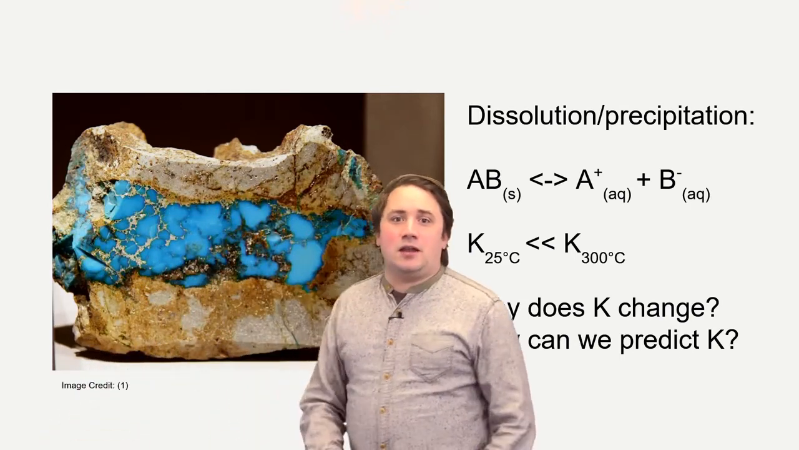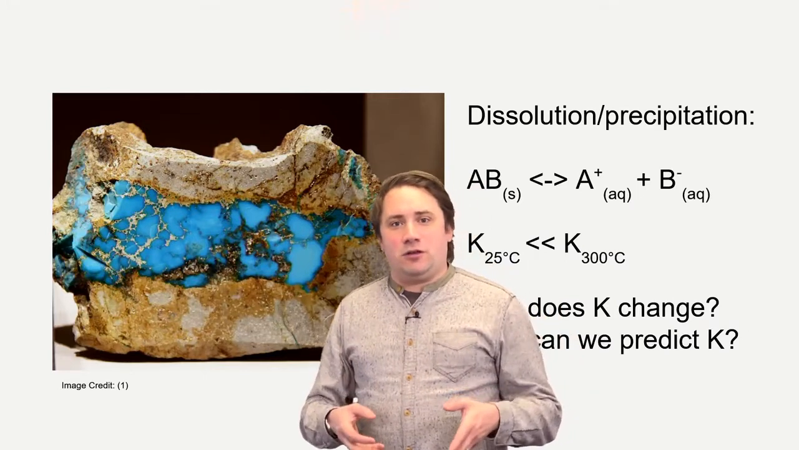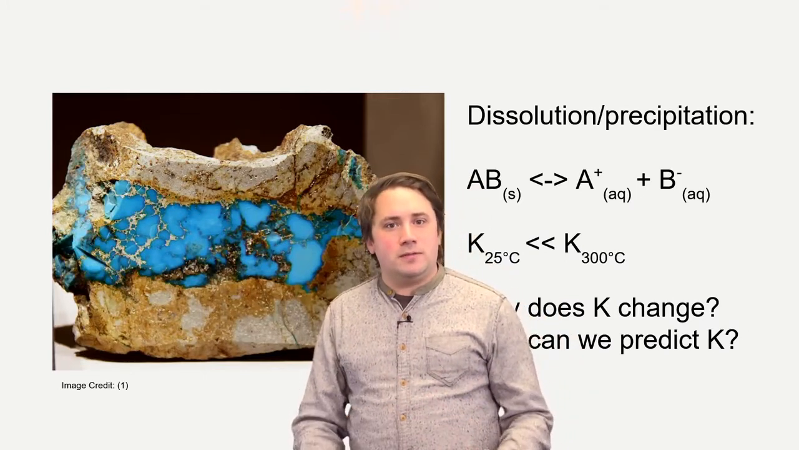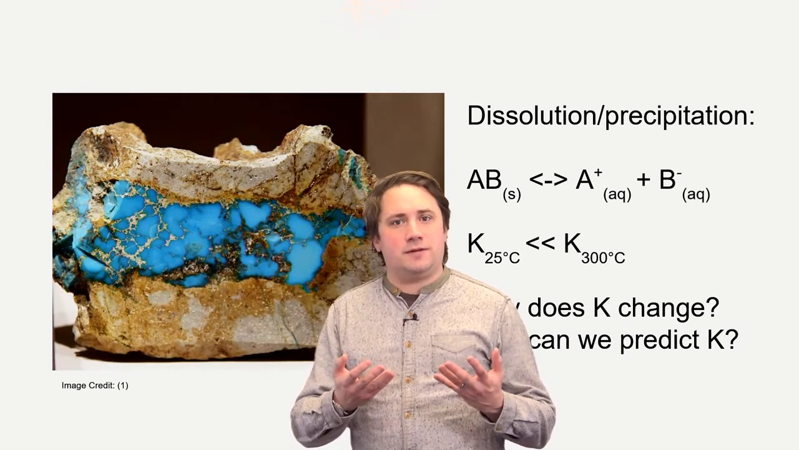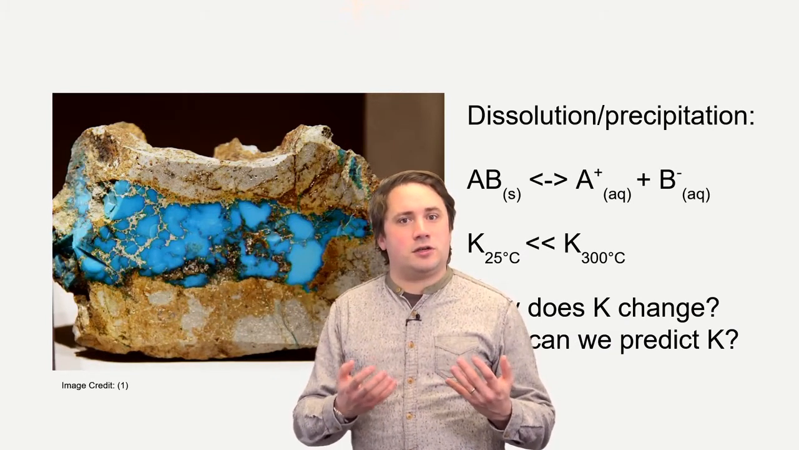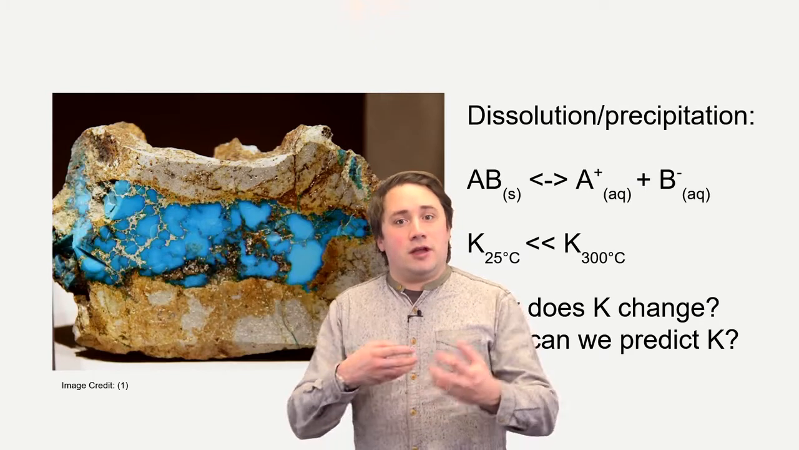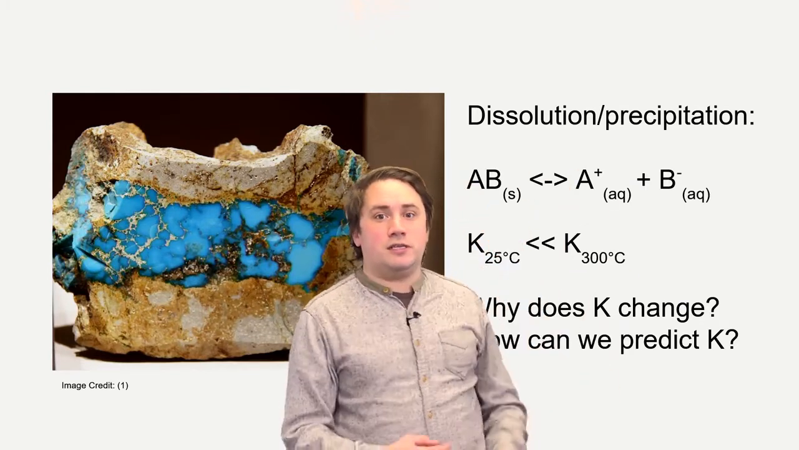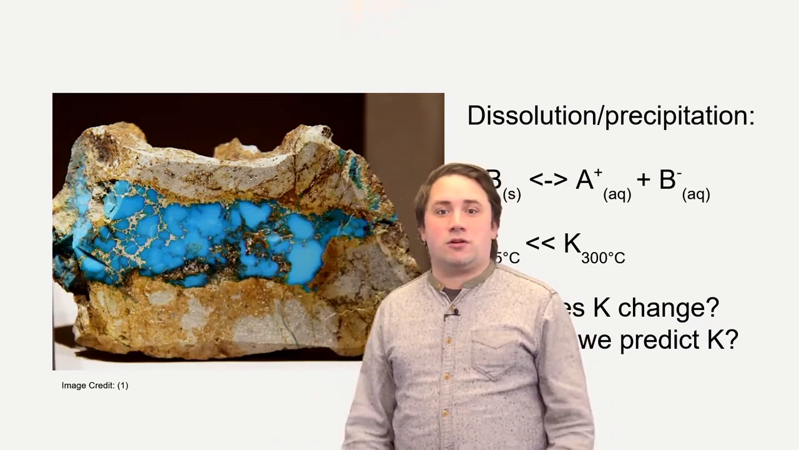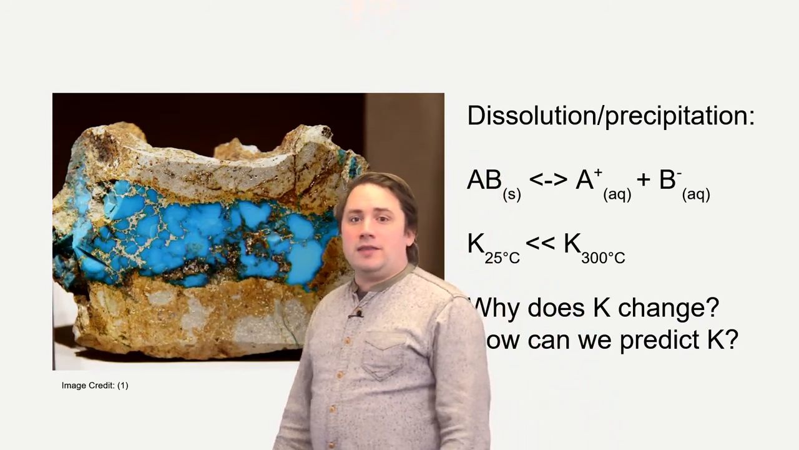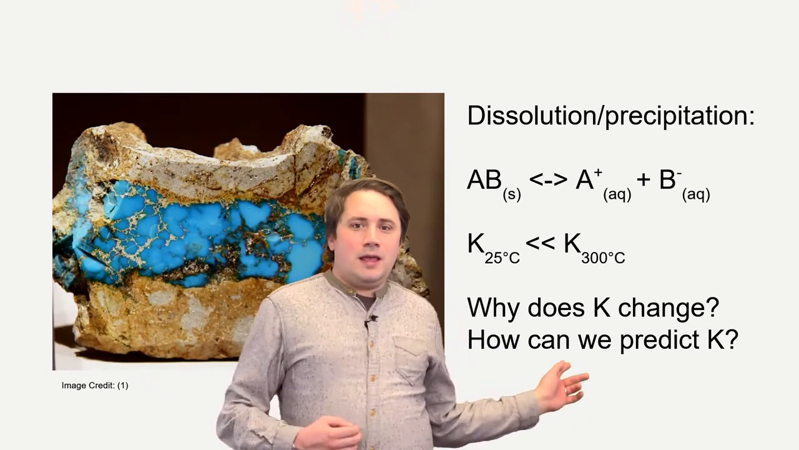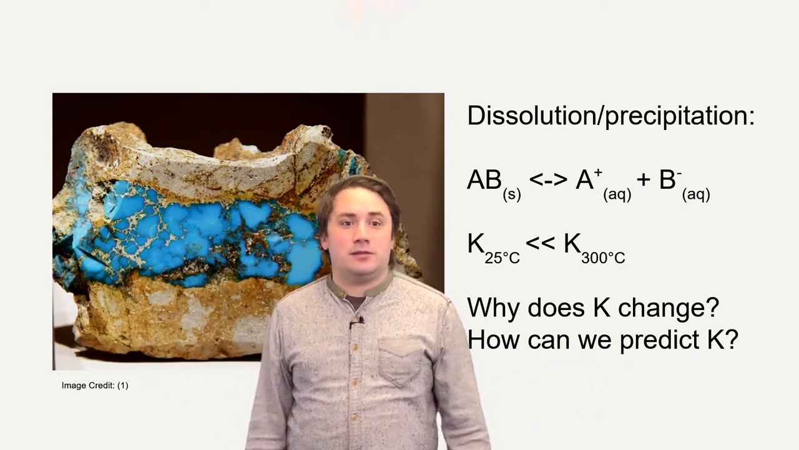What happens is that water makes its way down deep into the earth where it's really warm, say 300 degrees Celsius. It dissolves a bunch of minerals, and then if that water comes back up to the surface, that water cools as it comes to the surface, and the reverse reaction is favored, and you have deposition of new minerals, such as turquoise, in the cracks of the rocks where this water is moving in. So in this lecture, what we want to address is why does K change, and how can we predict K? So let's figure this out.